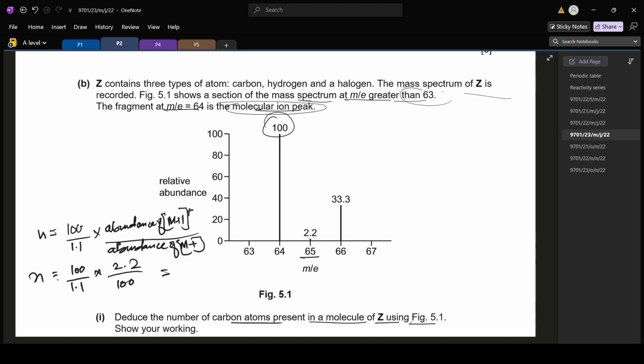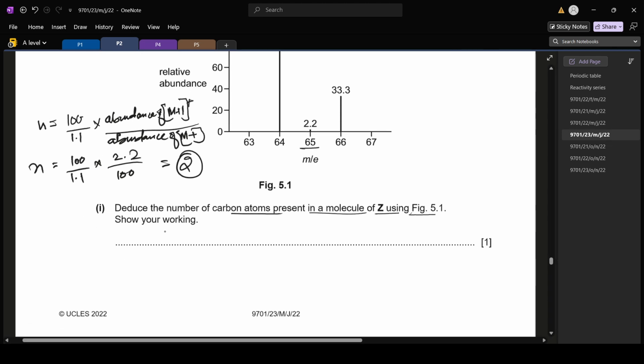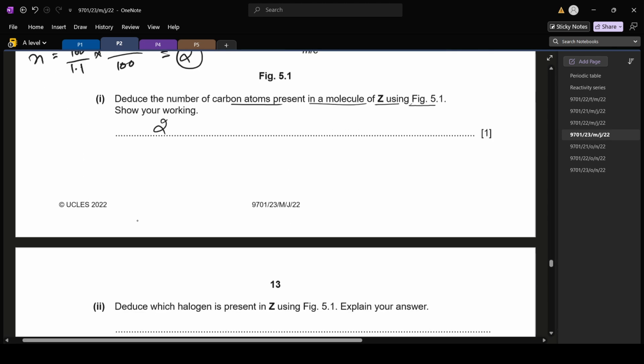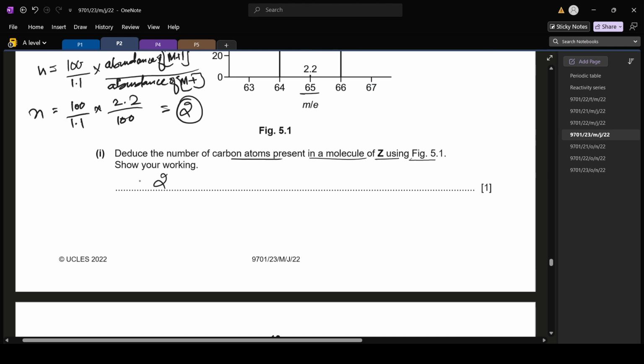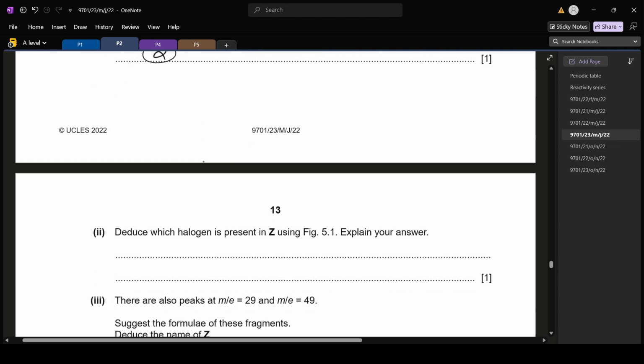So here you will get the number of carbons, which is 2. So this is the answer: it contains 2 carbon atoms.